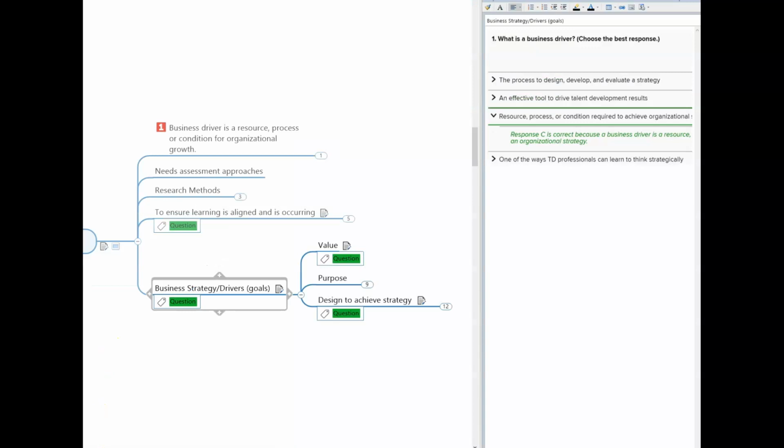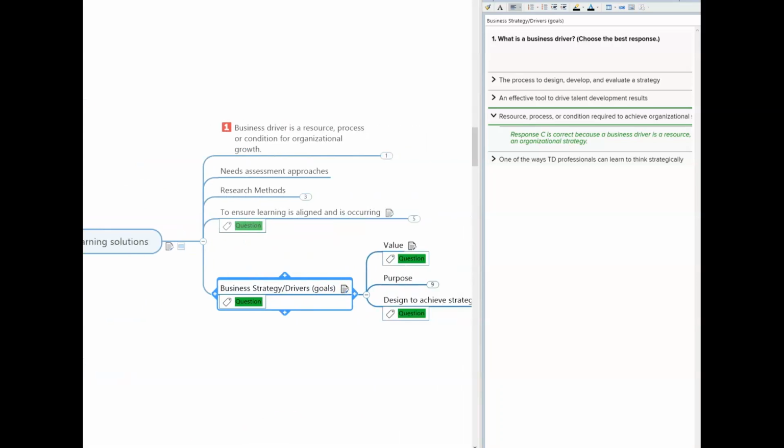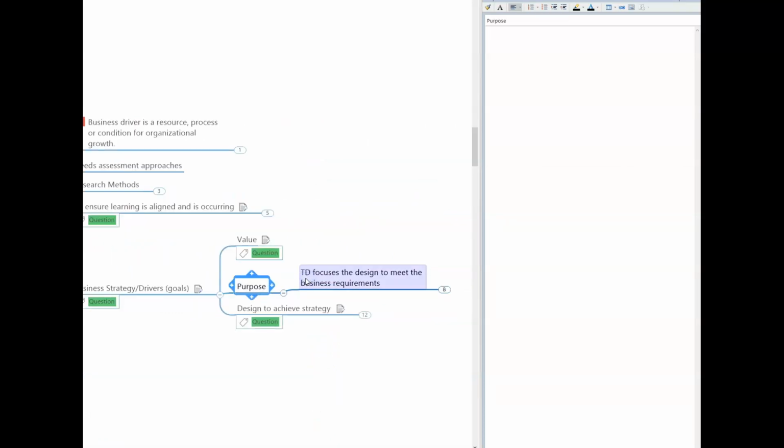Question, what is a business driver? A business driver is a resource, process, or condition required to achieve organizational strategies. The purpose of a business driver is for talent development to focus the design to meet the business requirements.